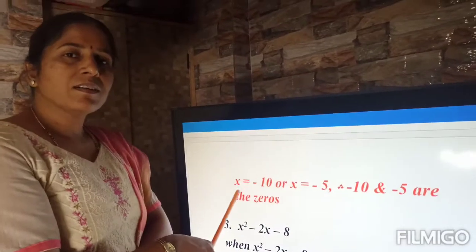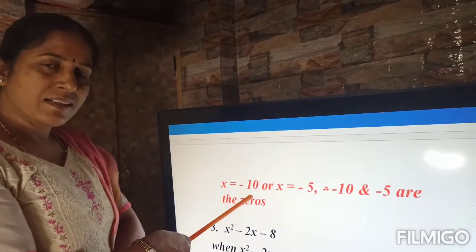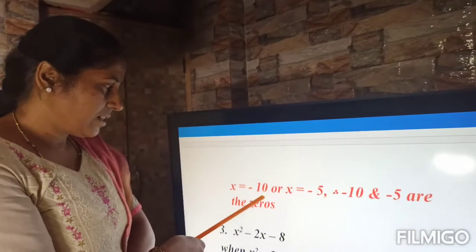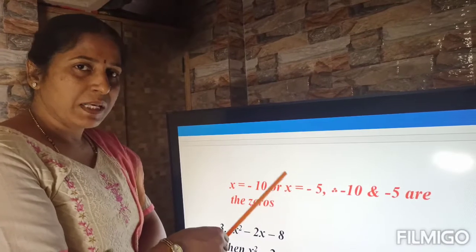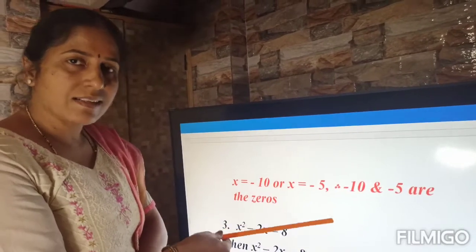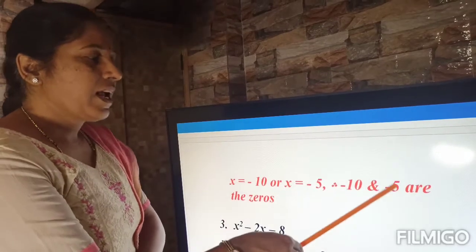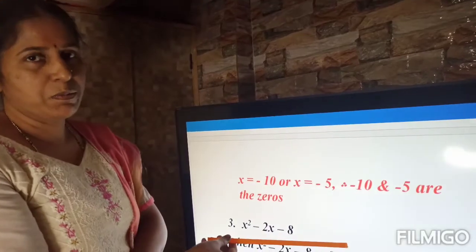Each bracket we have to equate to 0. Then 10 transfers to the right side. X plus 10 is there now. That 10 transfers to the right side, then it becomes minus 10, and plus 5, x plus 5. That 5 transfers to the right side, it becomes minus 5. Therefore, minus 10 and minus 5 are the zeros of the given polynomial.